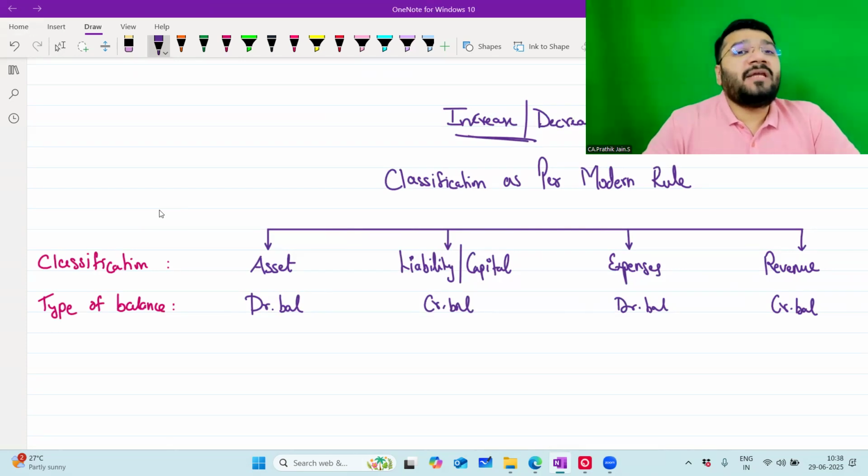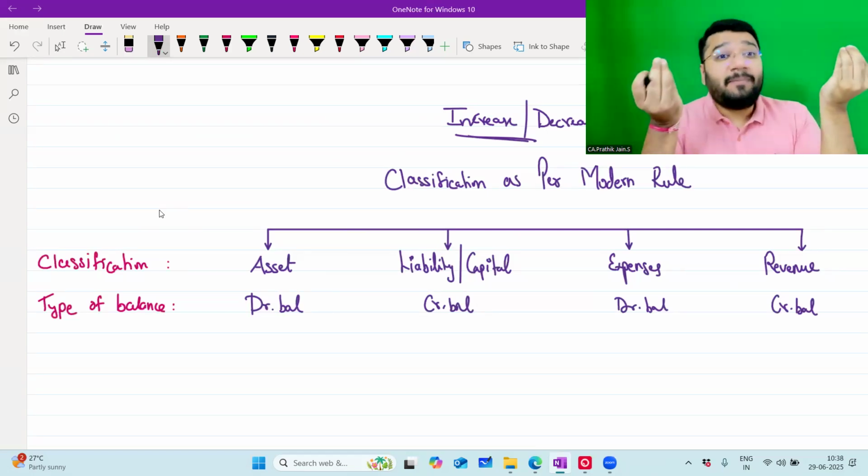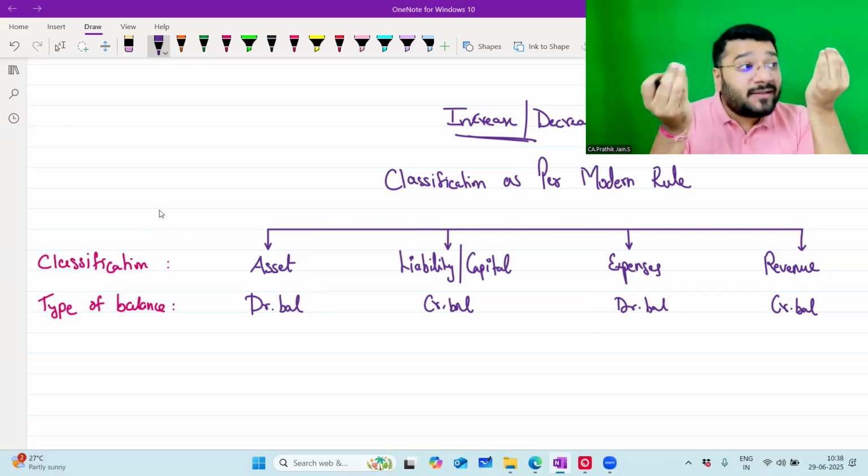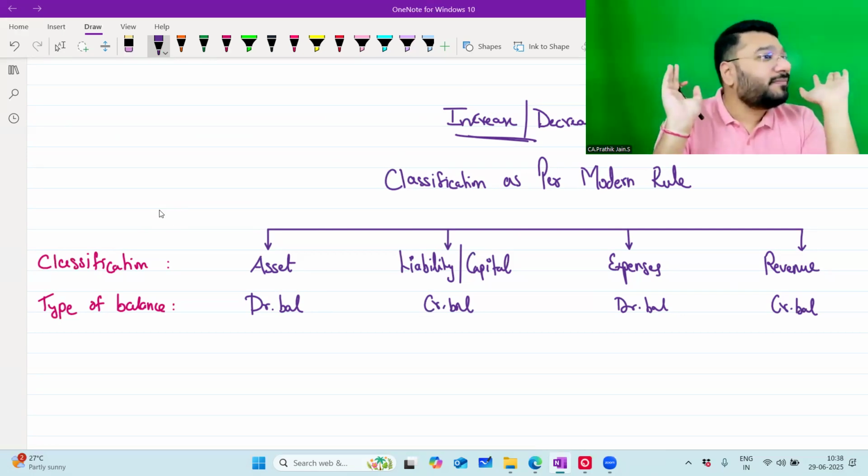Please tell me, what is the meaning of debit and credit? Plus and minus. Debit and credit is nothing but plus and minus. Debit will act as sometimes plus, sometimes minus. Credit will act as sometimes plus, sometimes minus. This part I'm proving today.